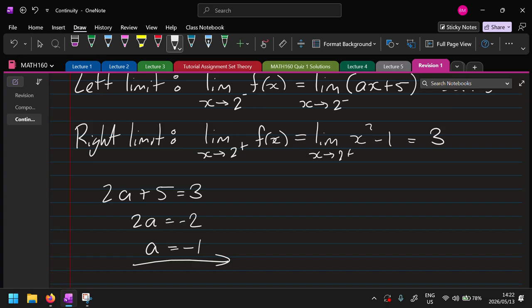If a is not -1, then we're going to have a what kind of discontinuity? Jump, exactly. Right, that might be a follow-up question. So here we got this value of a. If a is not -1, what is the name of the discontinuity? Jump. Okay. Any questions for this one? Okay.